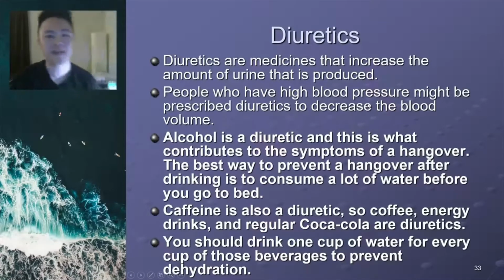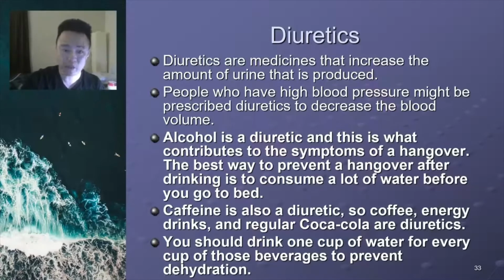All right, diuretics. These are medicines that increase the amount of urine that is produced. People who have high blood pressure might be prescribed diuretics in order to decrease blood volume. And again, if you have high blood pressure, that means you have a lot of fluids inside of your vessels that causes a huge amount of pressure in the vessels. So you are prescribed a diuretic so that you urinate more to push that fluid out. People who have high blood pressure might be prescribed this for that.